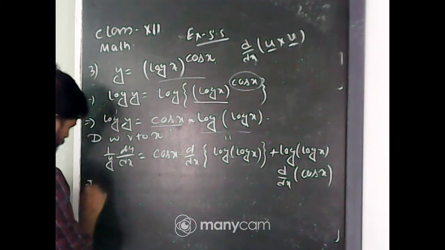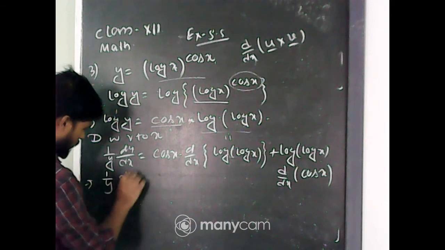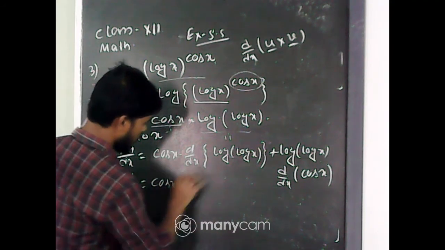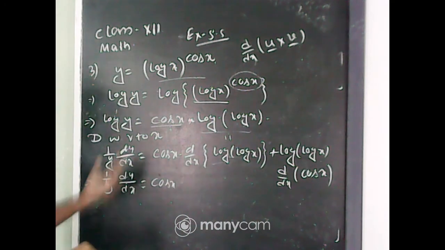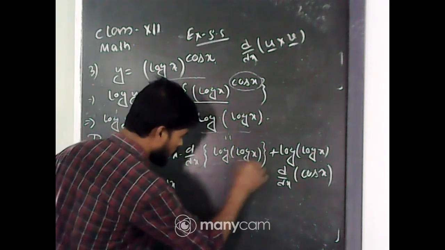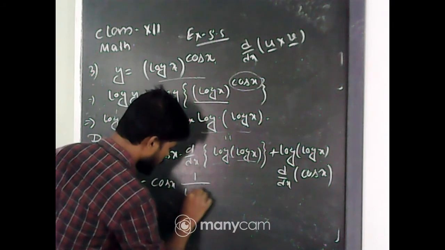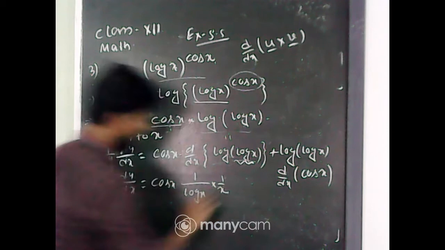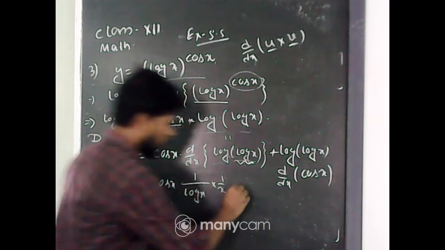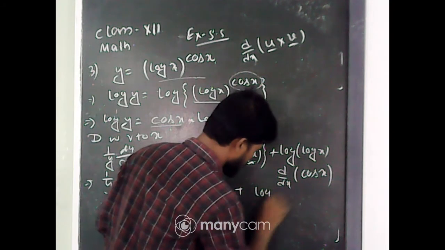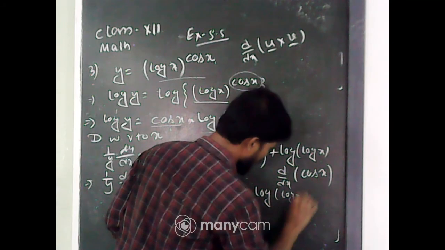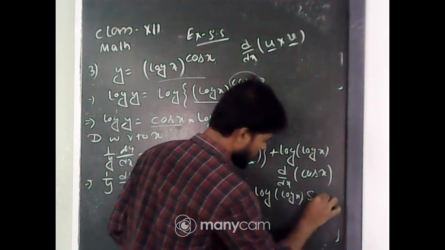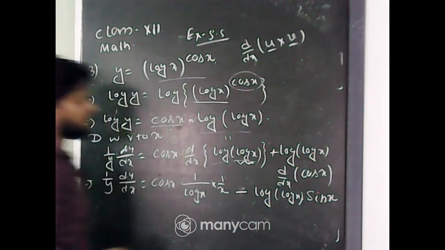That means 1 by y dy dx is equal to cos x into, now what is the derivative of log x? So derivative of log of this is 1 by log x into derivative of log x, which is equal to 1 by x, plus second function, meaning log of log x, into derivative of cos x, which is minus sin x.